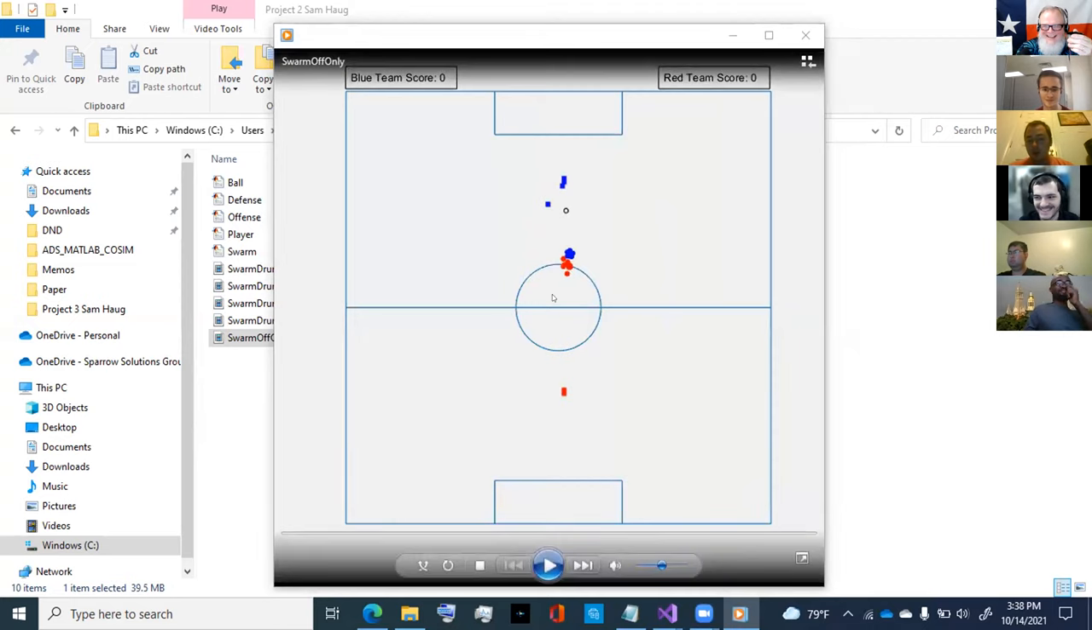So the rules are, if you're an offender, you run at the ball. And if you touch the ball, you kick the ball. And if you kick the ball, you kick it towards the goal you're trying to score on. If you're a defender, your goal is to find a random opponent offender and stand halfway between them and the goal.